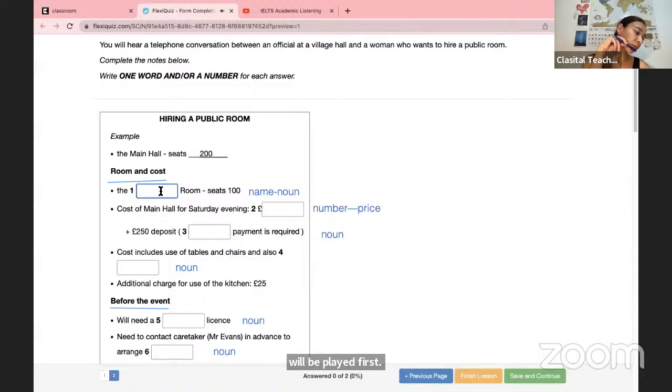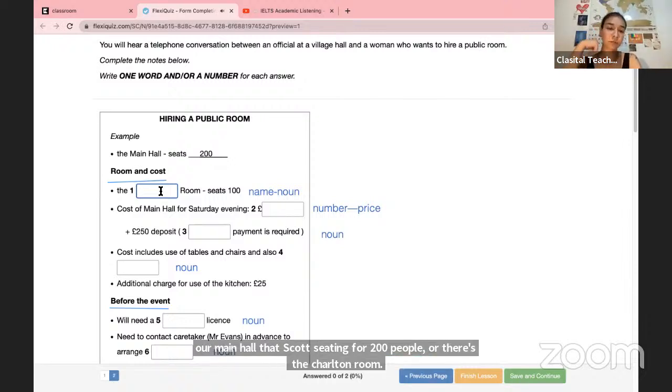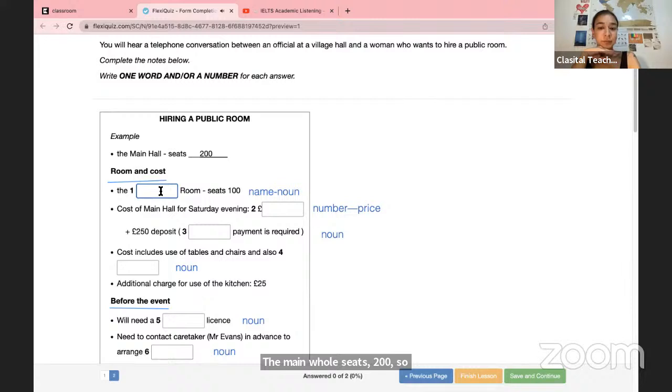Hello? Oh, hello. I wanted to inquire about hiring a room in the village hall for the evening of September the 1st. Let me just see. Yes, we have both rooms available that evening. There's our main hall that's got seating for 200 people, or there's the Charlton room. The main hall seats 200, so 200 has been written in the space.